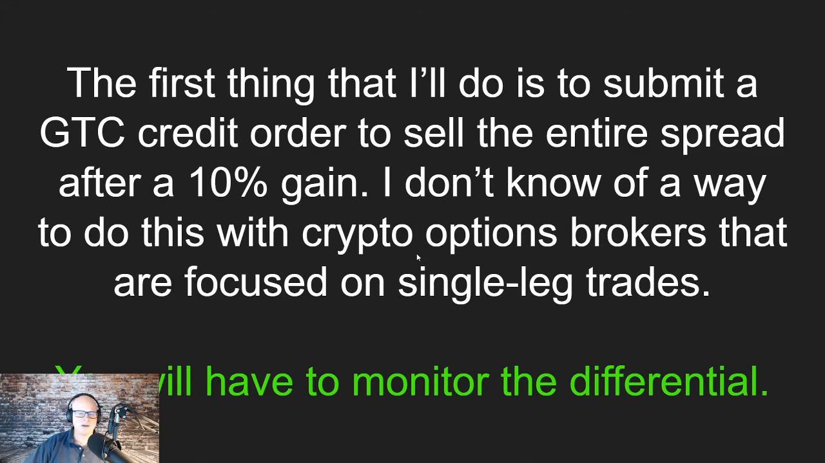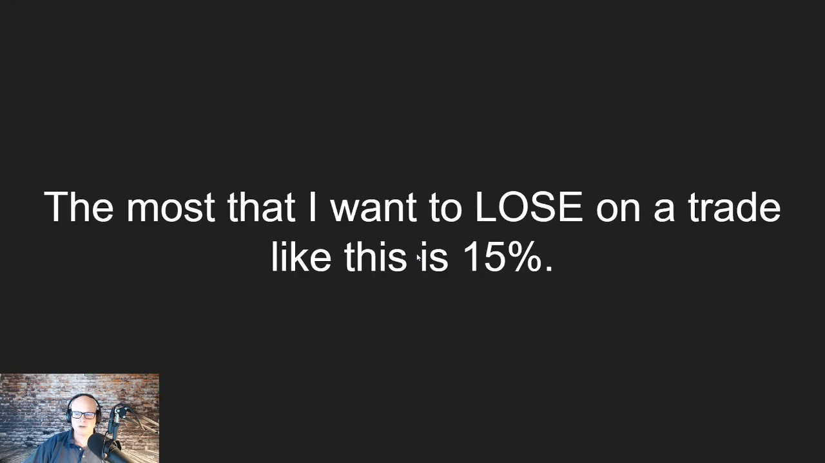So for now, you have to monitor the differential. You have to look at the profit of the short versus the loss of the long. And when it gets up to a differential of 10%, then out you go. So the most I want to lose on a trade like this is 15%.